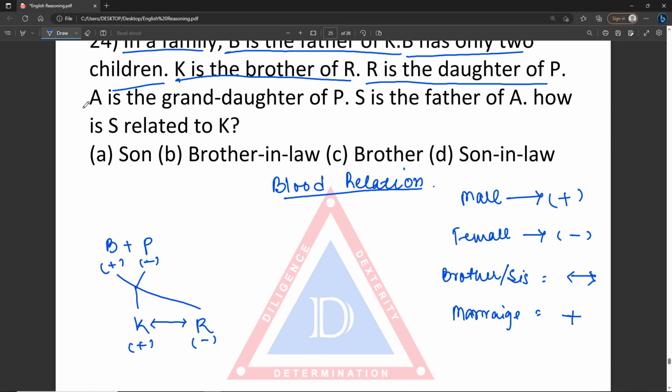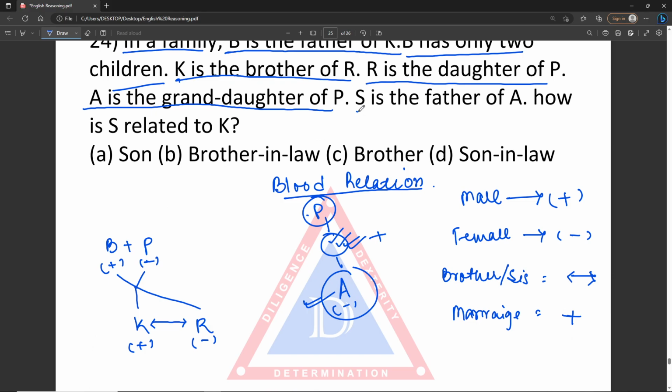Okay. Now A is the granddaughter of P. That means somewhere there should be a father or mother, and P should be here. That means P's son or daughter has been married with someone to get a child named A. So we don't know who is married to whom. Either K is married to someone or R is married to someone, and they have a child named A.